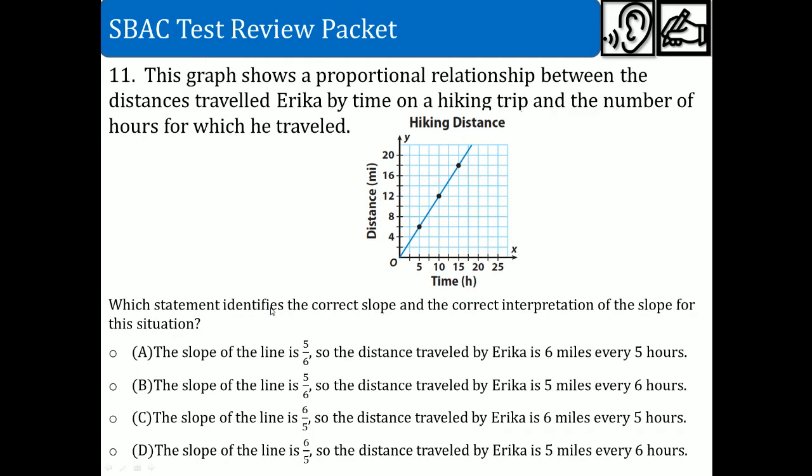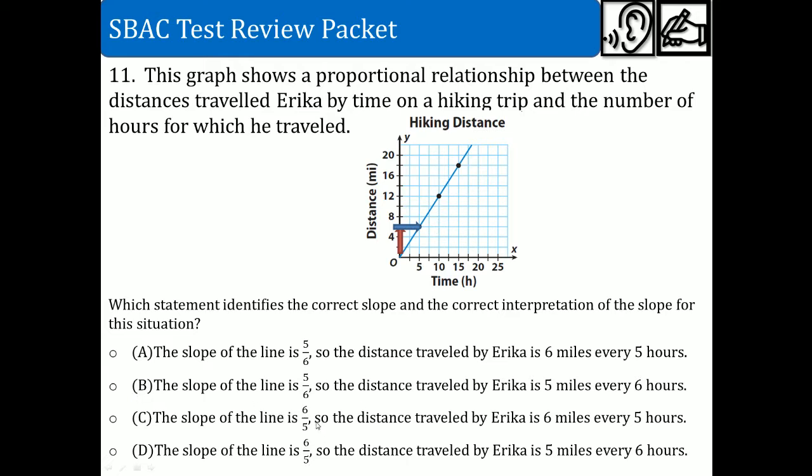Number 11. The graph shows a proportional relationship between the distance Eric traveled on a hiking trip and the number of hours for which he traveled. Which statement identifies the correct slope and the correct interpretation for the slope of this situation? We start from 0, 0. It went up 4, 5, 6. Then it went across 5. So you could already remove A and B because they are wrong. The slope should be 6 over 5.